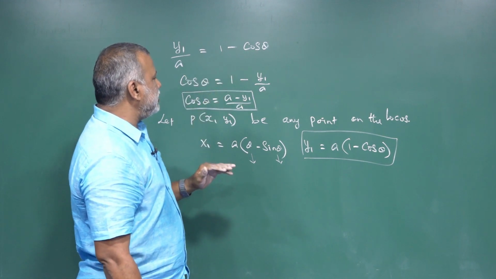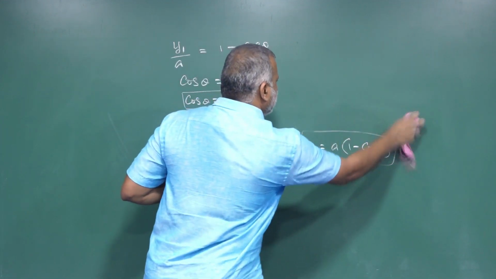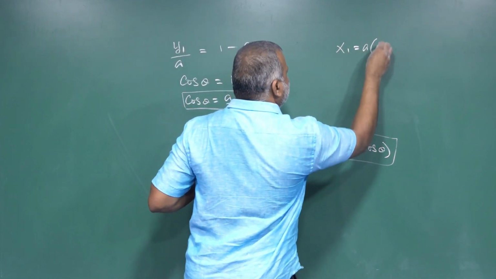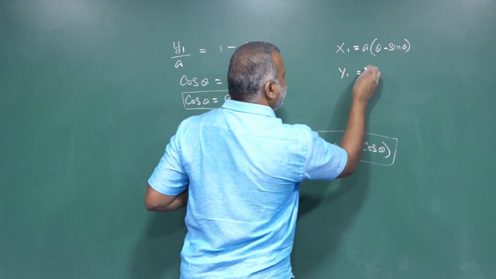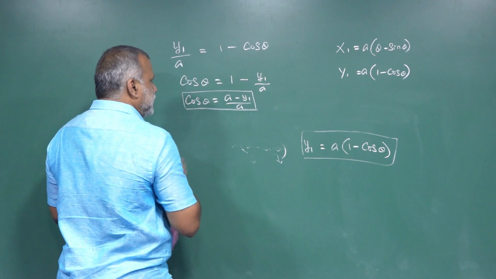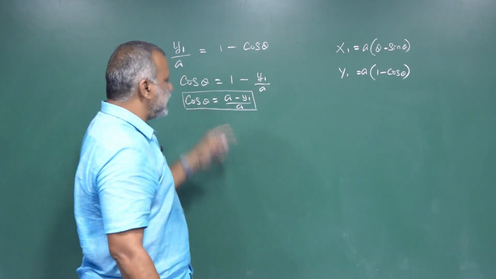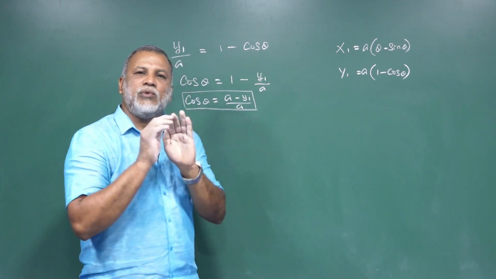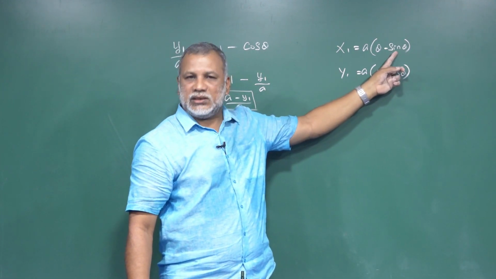So just simplifying this one. Now listen, x1 is equal to a of theta minus sin theta, y1 equal to a of 1 minus cos theta. These are the given data, and I want to remove theta. Cos theta equal to a minus y1 divided by a. From this cos theta, I want to find the value of sin theta. For what purpose? I am going to substitute here for sin theta.